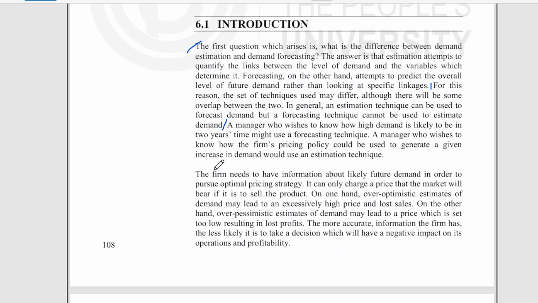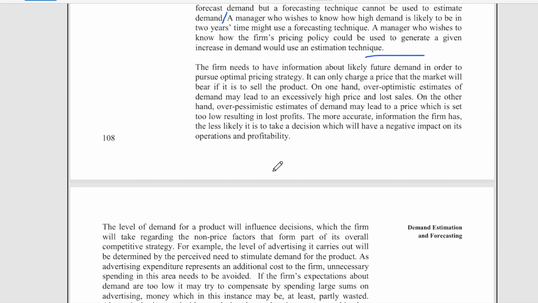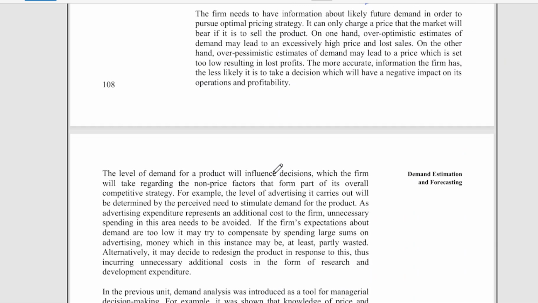A manager who wishes to know how high demand is likely to be in 2 years' time might use a forecasting technique. A manager who wished to know how the firm's pricing policy could be used to generate a given increase in demand would use an estimation technique. The firm needs information about likely future demand in order to pursue an optimal pricing strategy. It can only charge a price that the market will bear if it is to sell the product.